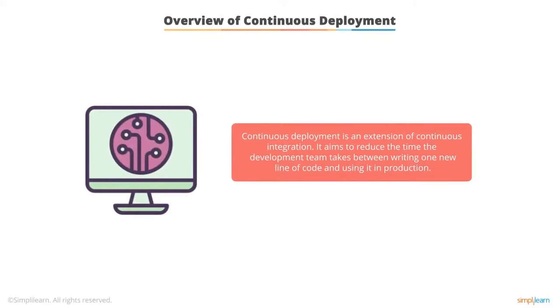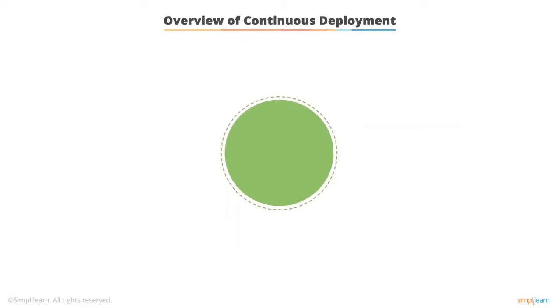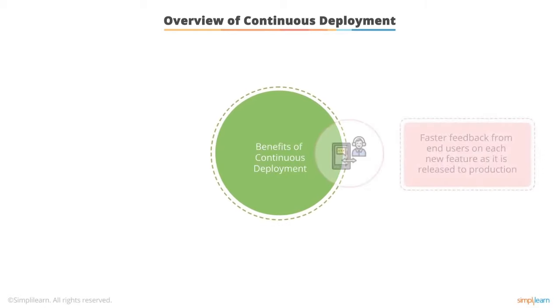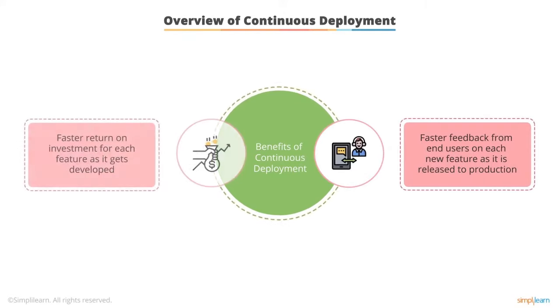Overview of continuous deployment. Continuous deployment is an extension of continuous integration. Its purpose is to reduce the time between a development team writing code and then using it in production. The benefits of continuous deployment are not only that it provides faster feedback from end users as each new feature is released to production, but it also realizes a faster return on investment for each feature as it gets developed.